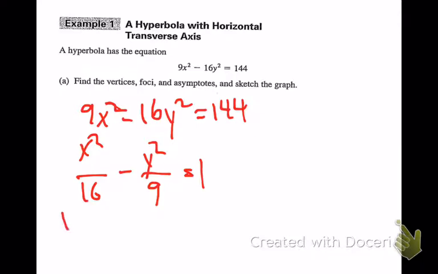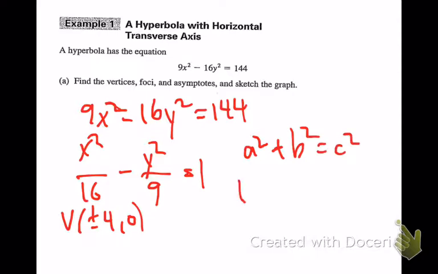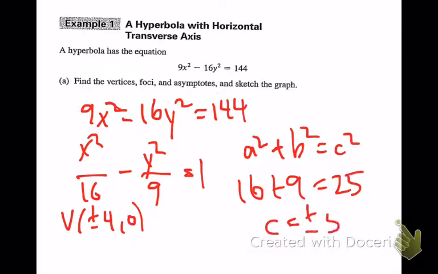So the vertices are going to be positive, negative 4, 0. And the foci, then we have to determine c for the foci, right? We've got a squared plus b squared equals c squared. So that's going to be 16 plus 9 equals 25. So c equals positive and negative 5. So my foci are at positive, negative 5, 0.